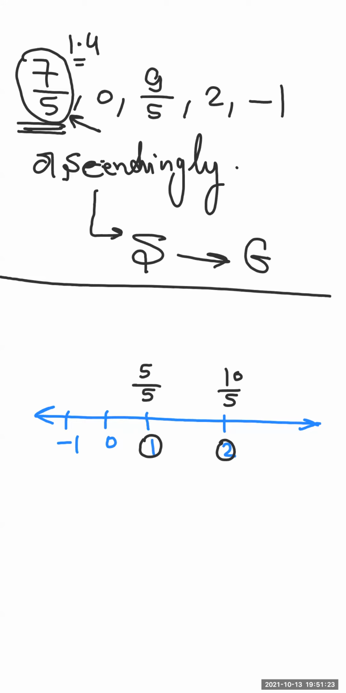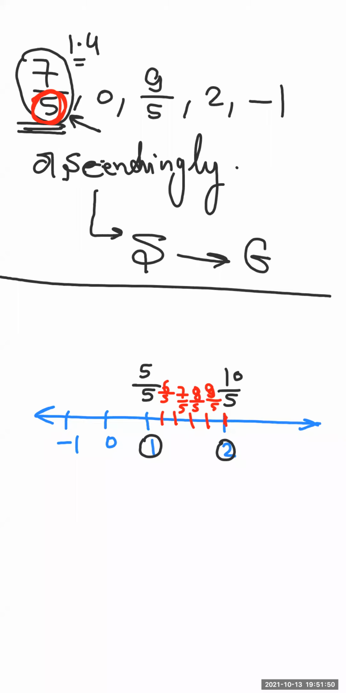The next step, we are going to divide the distance between these two numbers into 5 equal parts. So 1, 2, 3, 4, and the last one will be 5, right? So now the first number will equal 6 over 5, then 7 over 5, then 8 over 5, then 9 over 5.